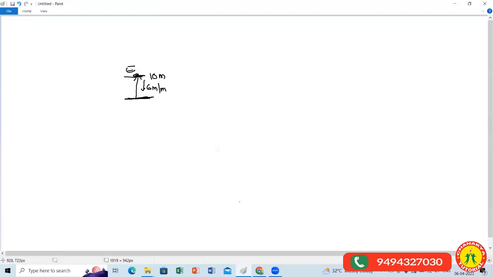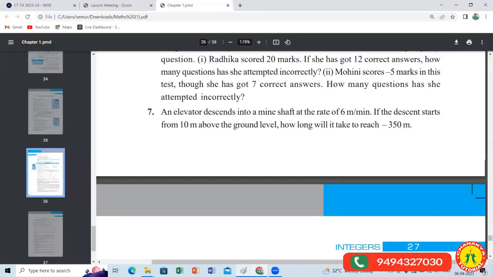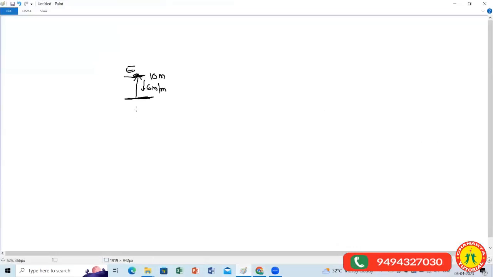Yes, same thing only, right? Let me check once. It is 6 meters per minute. So at what time does it descend to minus 350? To reach minus 350, how much time does it take? So you can write, ma'am. How can you write the equation? Please think and let me know.